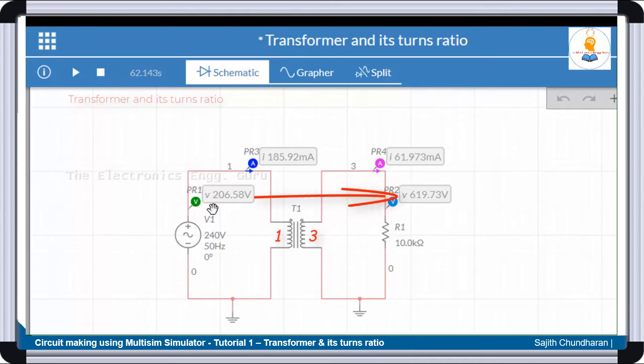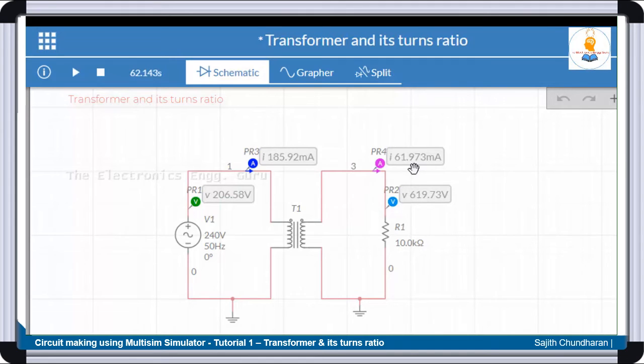So here you can see that it is very clear: at the primary it is 206.58 volt, while in the secondary it is 619.73 volt. So there is a multiplication factor happening, and that multiplication factor is 3. So 206.58 into 3 gives the voltage shown on the right hand side. Again, for the current, 185.92 milliamp is the primary current, while the secondary current is 61.973 milliamp.